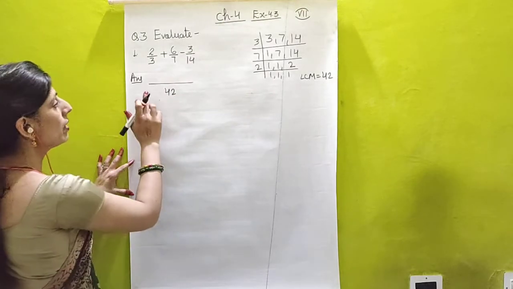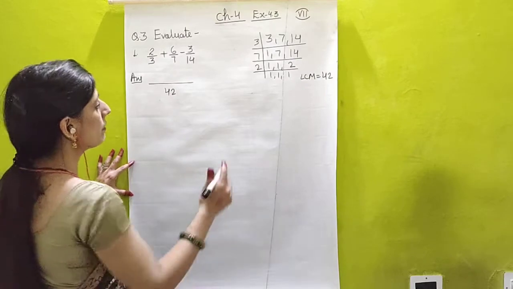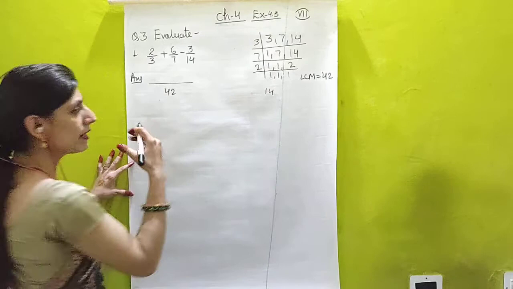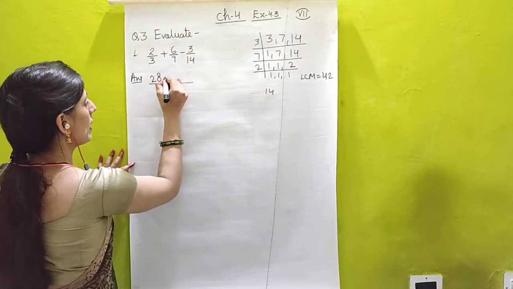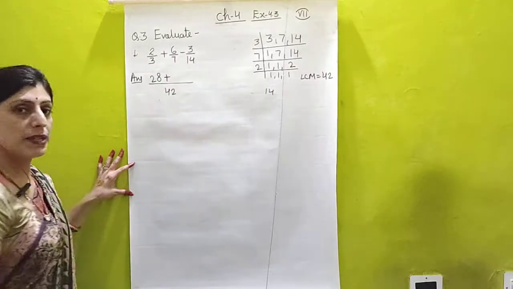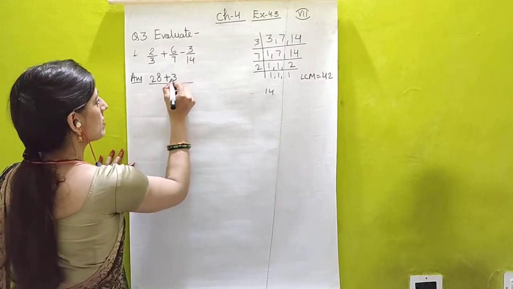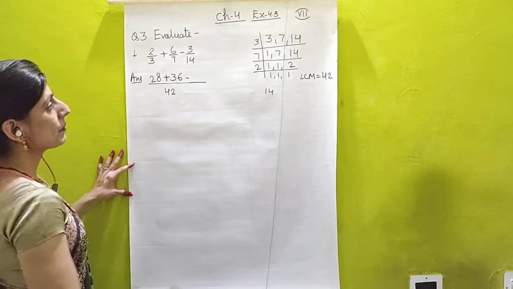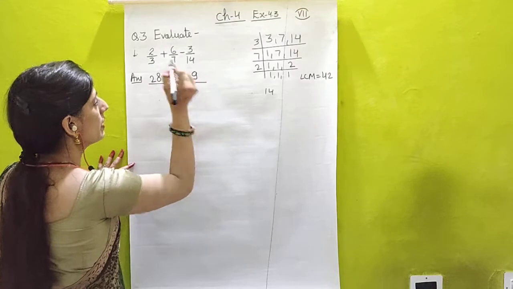First of all, 42 I will divide by 3. So 3 ones are 3, and 3 fours are 12, 14 will be your answer. Now 14 multiplied by 2 will be 28. Then plus, when you divide 42 by 7, it will be 6, because 7 sixes are 42. Then 6 multiplied by 6 will be 36. Then minus, 14 threes are 42. Then 3 multiplied by 3 will be 9.